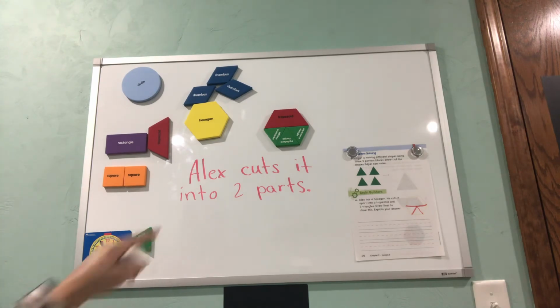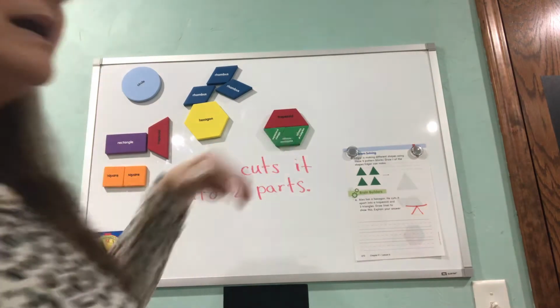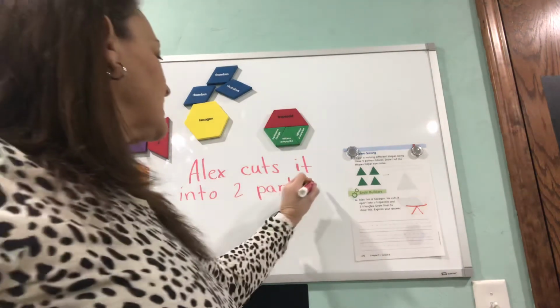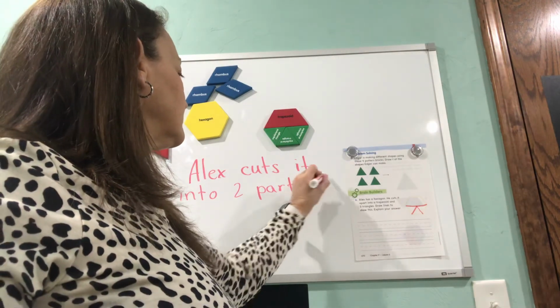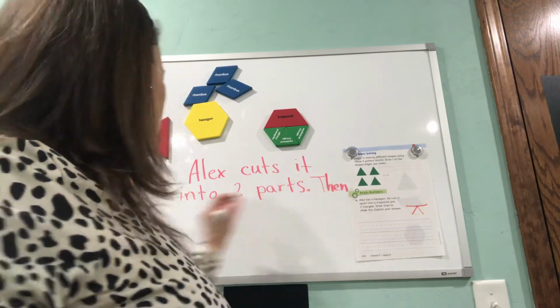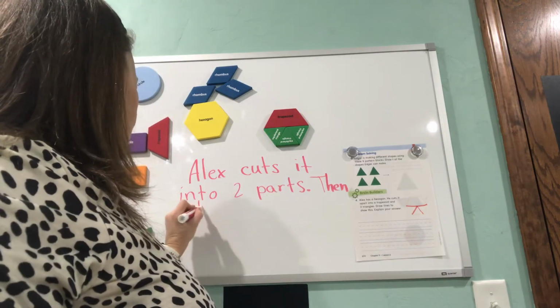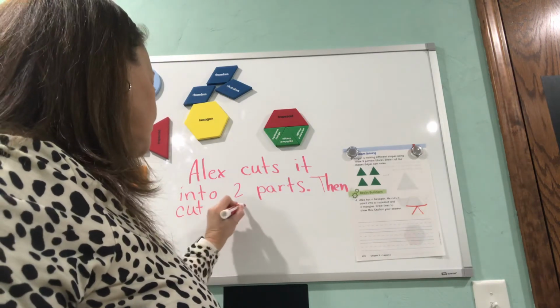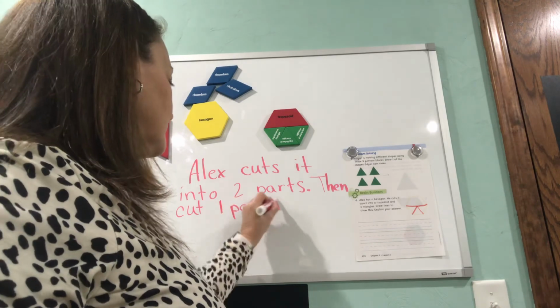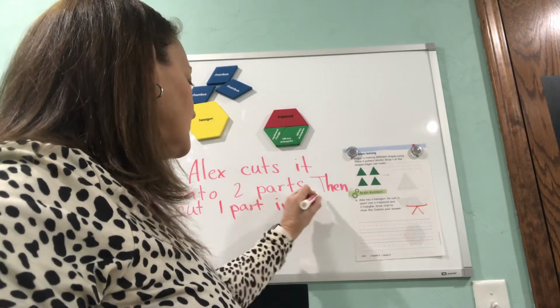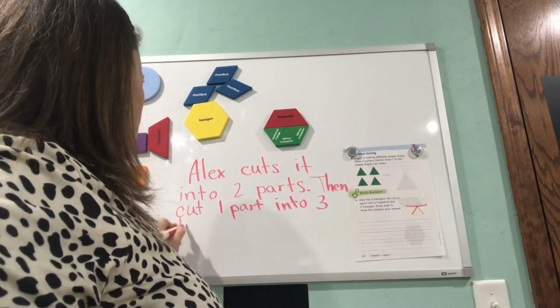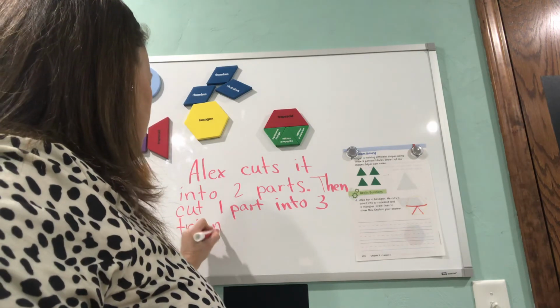Then what did we do? Then we took this other part and we cut it into 3 triangles. So then, cut 1 part into 3 triangles.